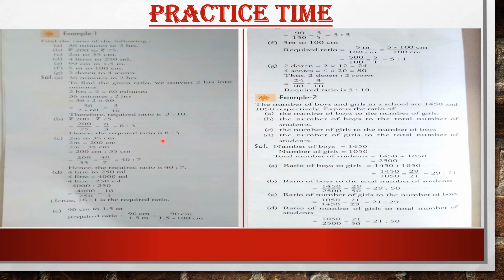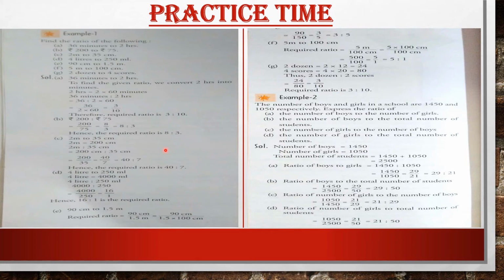Convert meter to centimeter. Since 1 meter equals 100 cm, 2 meters equals 200 cm. So 2 meter to 35 cm equals 200 cm is to 35 cm. Now convert this ratio into a fraction: 200 cm to 35 cm equals 200 by 35.